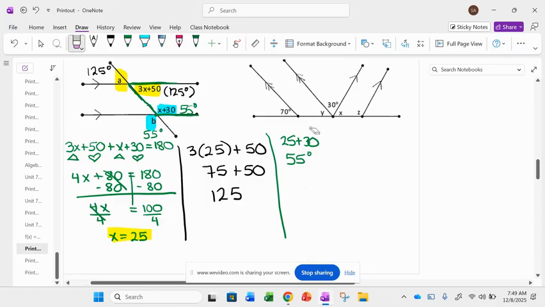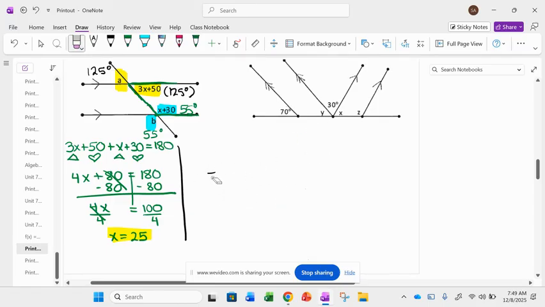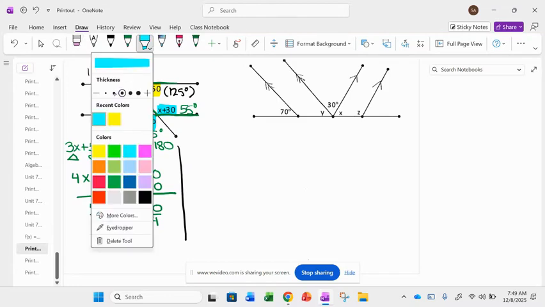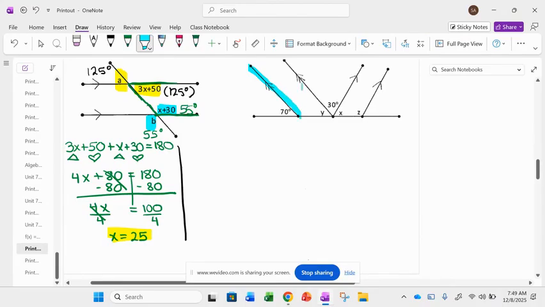I'm going to erase this over here so I have room to work with number 4. So this one's a little bit trickier. If you notice, we have multiple parallel lines. We have these two lines are parallel, and we have these two lines that are parallel. So we're going to use different parallel lines to help us find the missing angles.